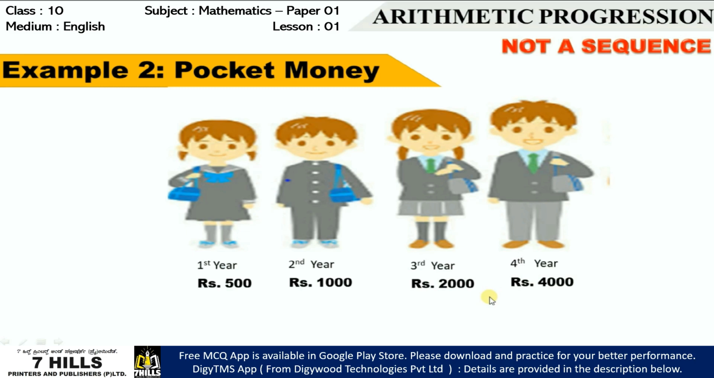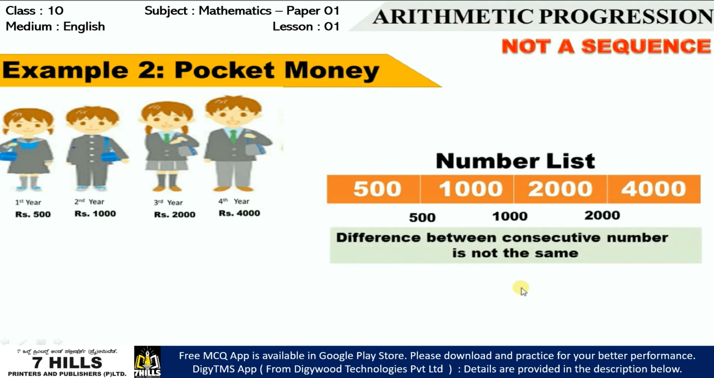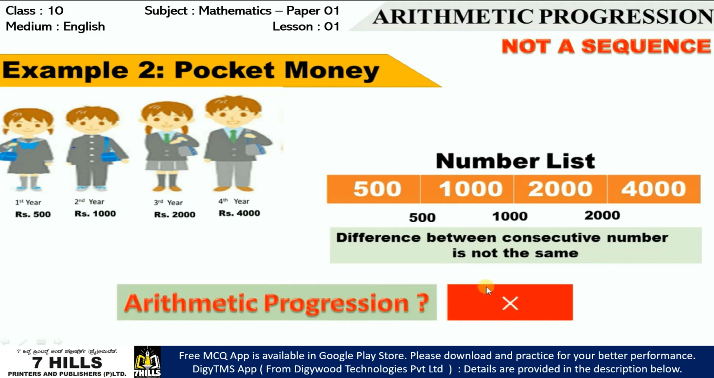We get a number list which is 500, 1000, 2000, 4000 and is following some pattern which can be addressed as a sequence. Now let us see the difference between first year and second year. 500. Difference between second year and third year? 1000. Difference between third year and fourth year? 2000. Now we can see the difference is not the same for each consecutive year. Hence, this is not an arithmetic progression.